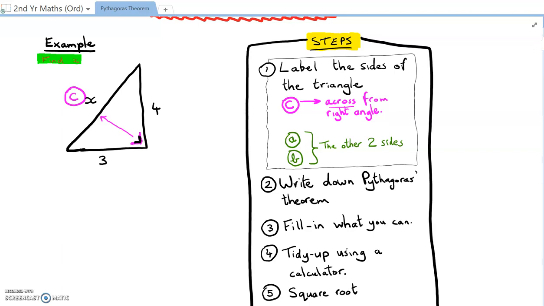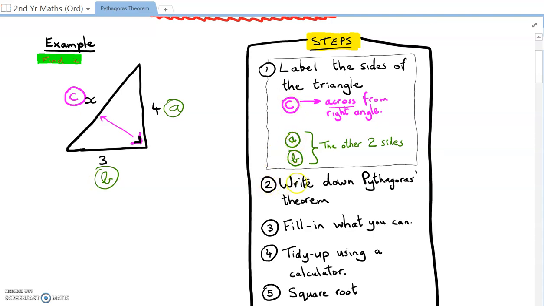Now what else? A and B are the other two sides. And it doesn't matter which is which. So I can call this one A and this one B, or I could call this one A and this one B. It doesn't make a difference. I'm going to say that's A and that's B for this question. Okay, I've done step 1 completely.